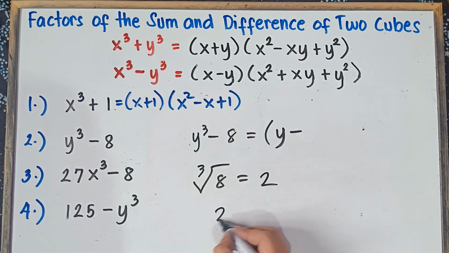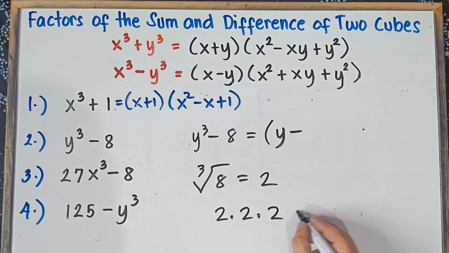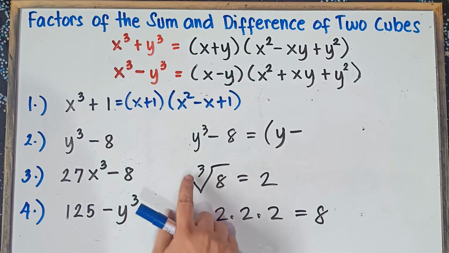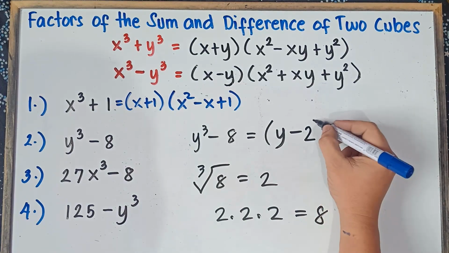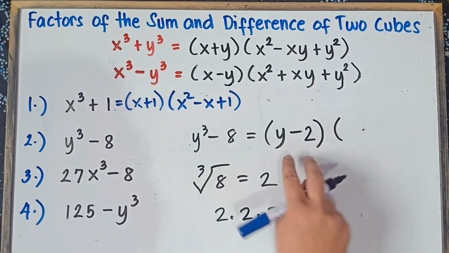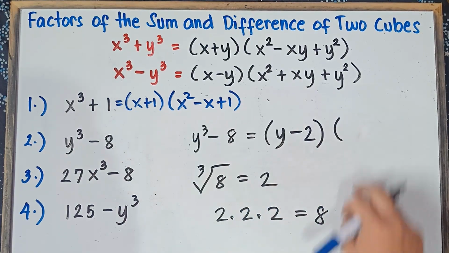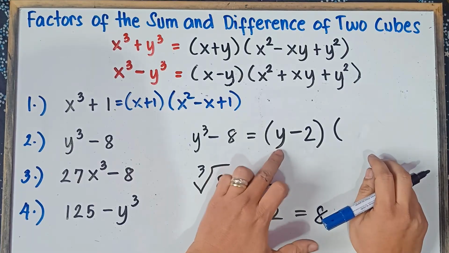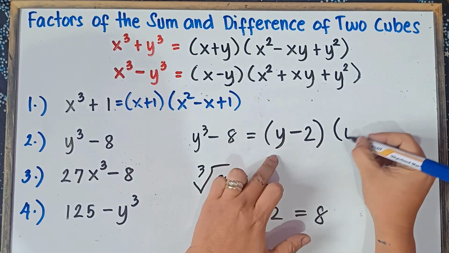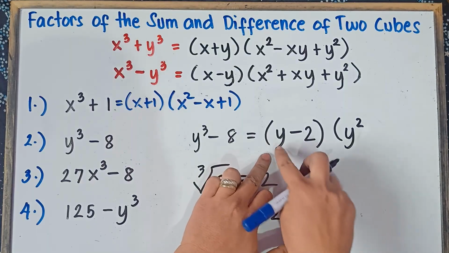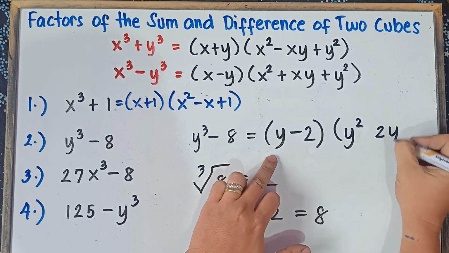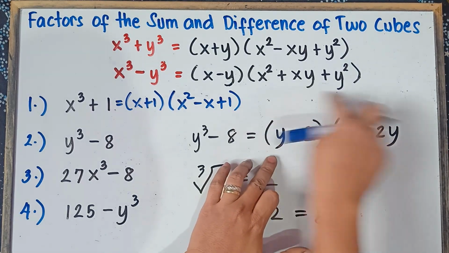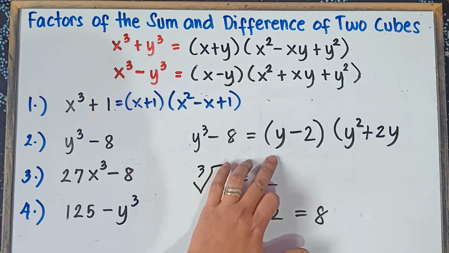Because if you multiply 2 by itself 3 times, you will get 8. 2 times 2 is 4 times 2, that would be equal to 8. So therefore, the cube root of 8 would be equal to 2. So this will be 2. And then close parentheses. And this will be our guide with regards to our second factor. Simply get the square of the first term, y times y, that would be y squared. Multiply the first term by the second term, y times 2, that would be 2y. Now all of our answer, class, will be all positive. So this will be positive 2y.